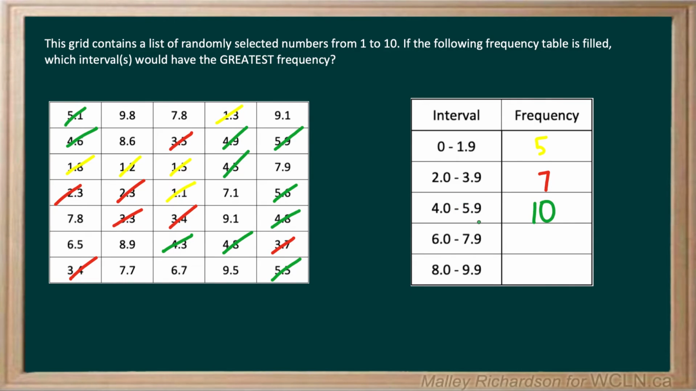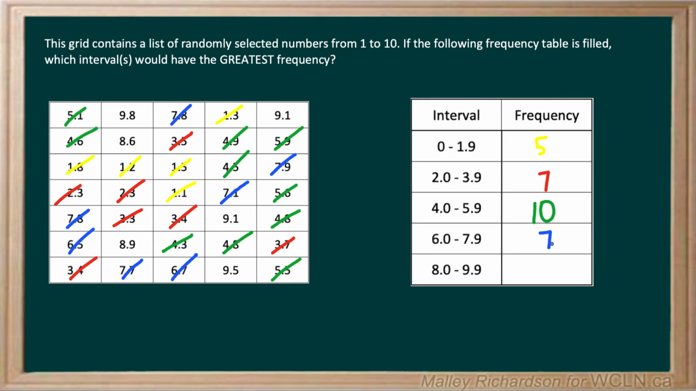Our next interval is 6.0 to 7.9. So let's use blue and find all the numbers between this interval. We have 7.8, 7.9, 7.1, then 7.8, 6.5, 7.7, and 6.7 to give us a frequency of 7.